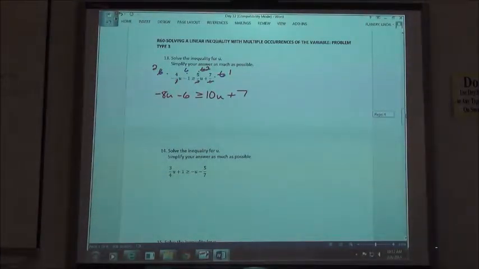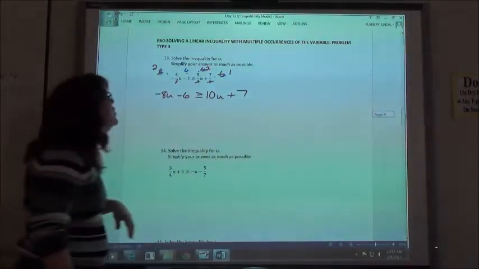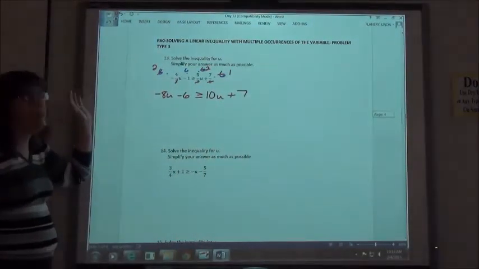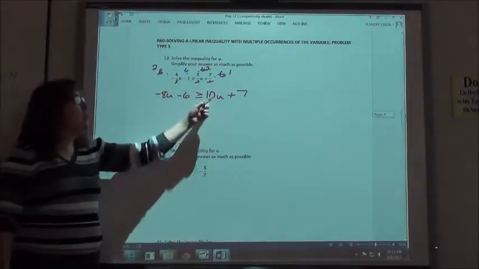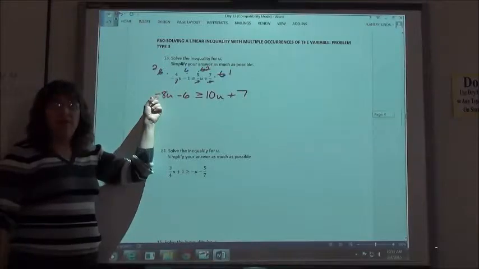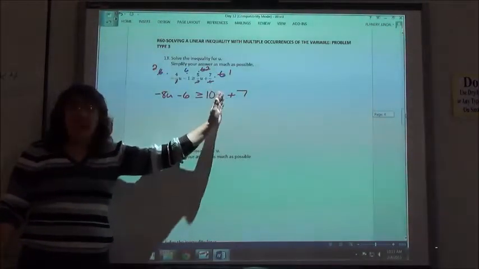Now I've got to do my adding and subtracting again. When we add and subtract, the inequality sign shouldn't change. We're just going to move our variables to one side, our numbers to the other side. Now, some people don't like to have that negative coefficient, so they move their variable whatever way makes their coefficient positive.